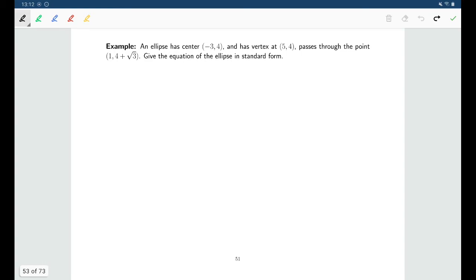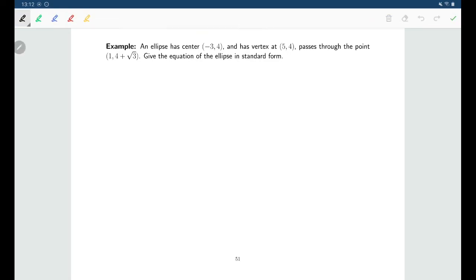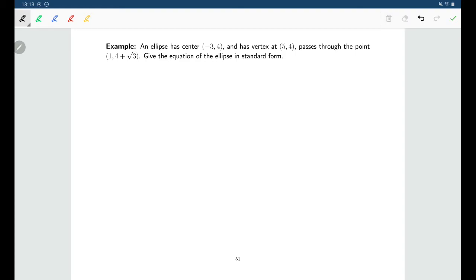Okay, one more problem before we have a pause. In this problem, we have an ellipse where we know what the center is, we know where a vertex is, and we know one point on the ellipse. And what we'd like to do is come up with the equation of this ellipse in standard form. So the first thing just to think about with this is, is this an ellipse where the major axis is parallel to the x-axis, or is it an ellipse where the major axis is parallel to the y-axis? That's our first thing that we'll need to decide for ourselves.